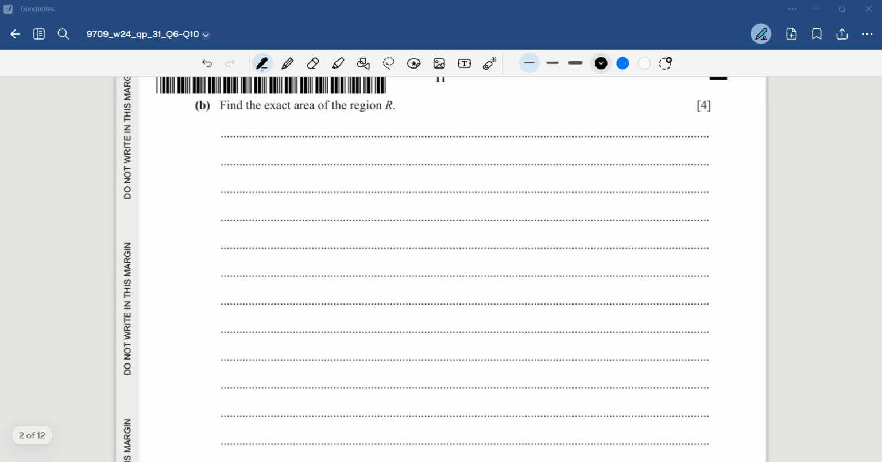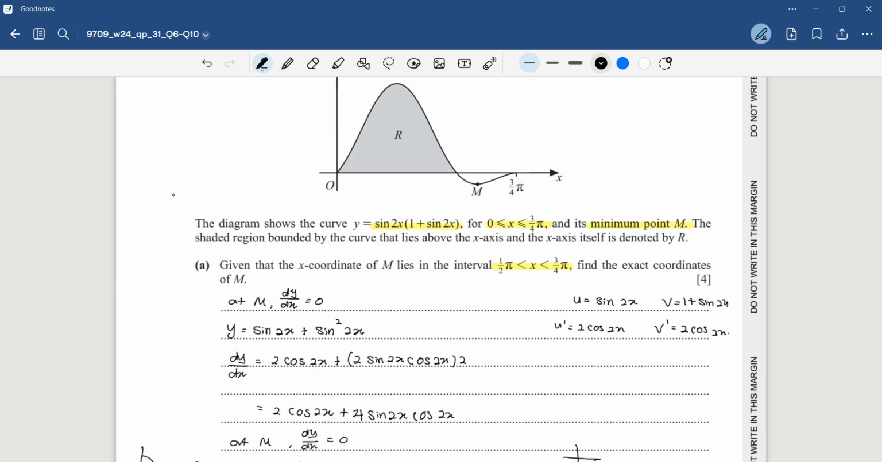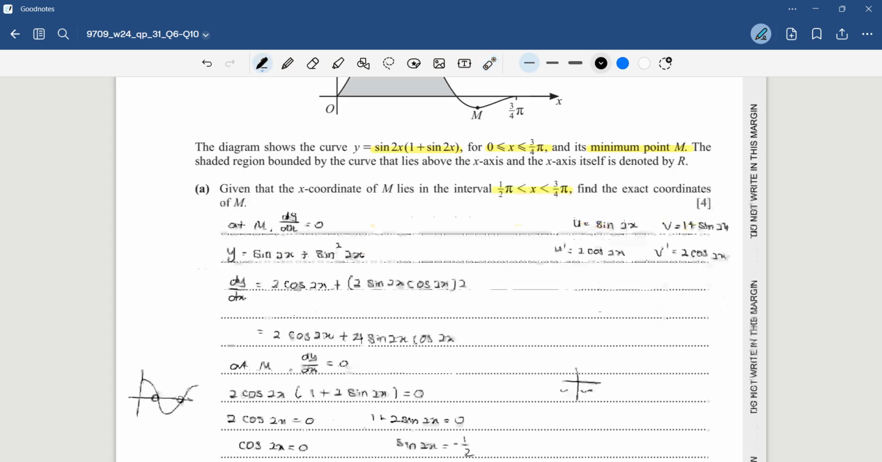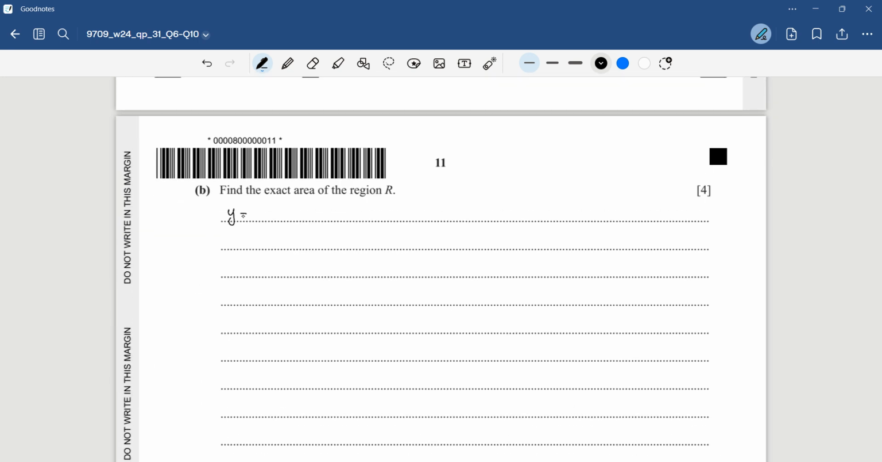The next question. Find the exact area of R. So exact area of R means I need to find this coordinate. At this point, my y is equivalent to 0.